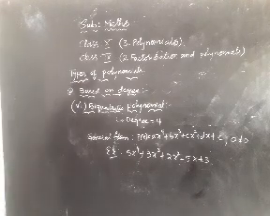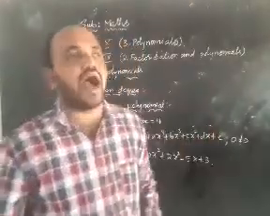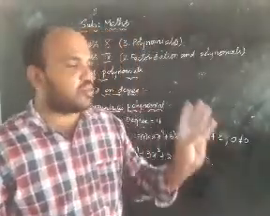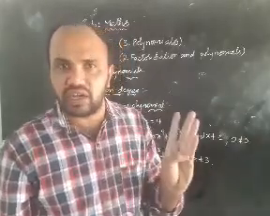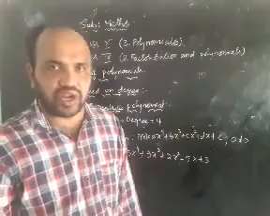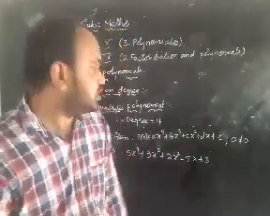Now we have discussed types of polynomial based on the terms and based on the degree. Based on terms, we discussed monomial. Monomial contains only one term, binomial 2 terms, trinomial 3 terms, multinomial more than 3 terms.